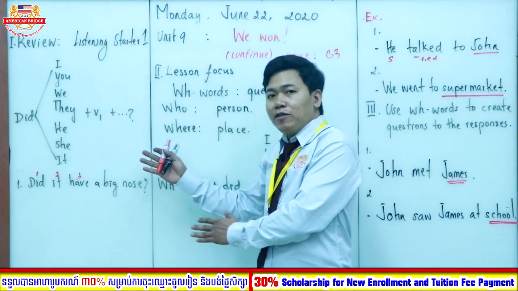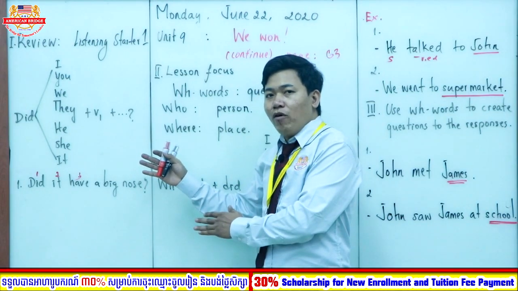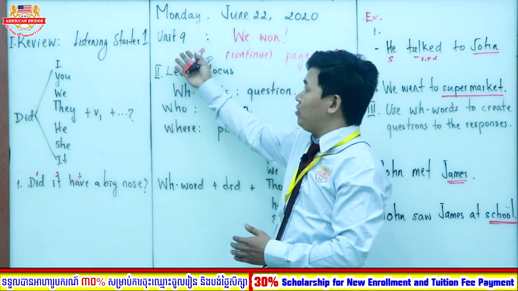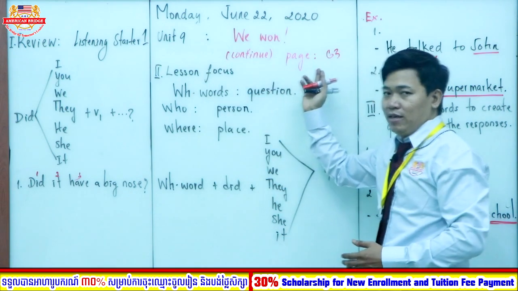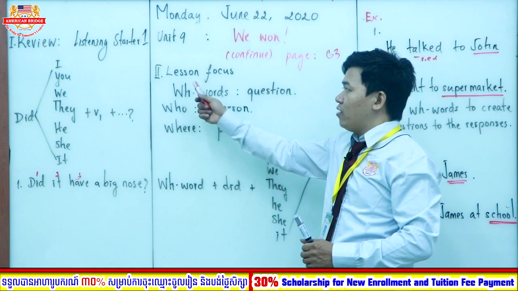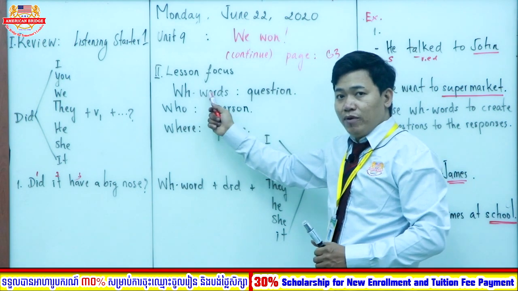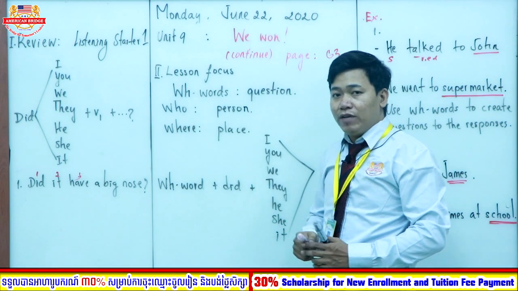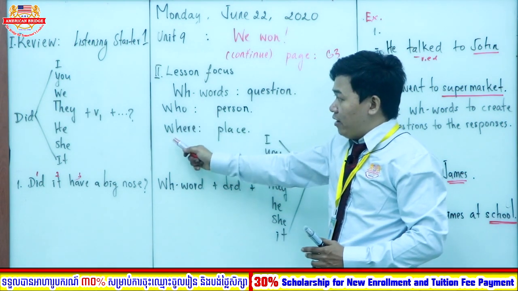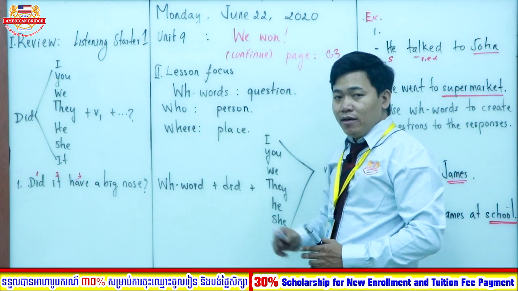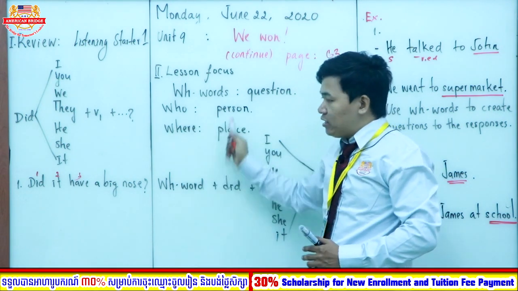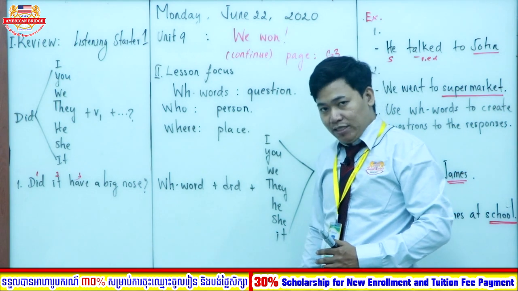So after we have reviewed our former lesson, now we are going to clarify and learn together about Unit 9, V1, page 63. Everyone, please take a look at this. Today we are going to learn about WH words. We will put them in questions, right? These are the words who and where. You have learned these two words with me already. We will put these two words into questions in the past.